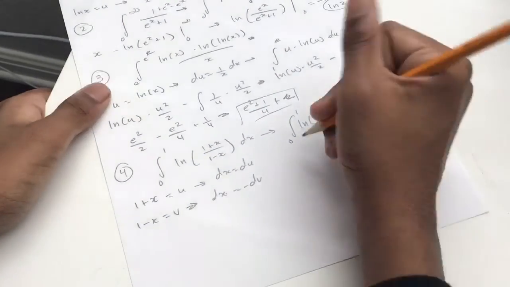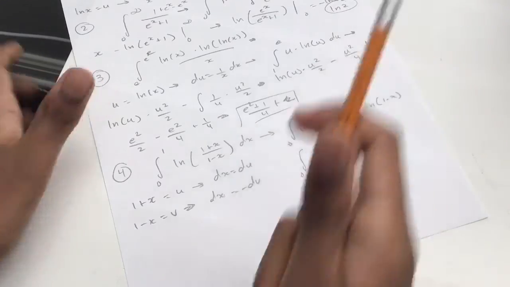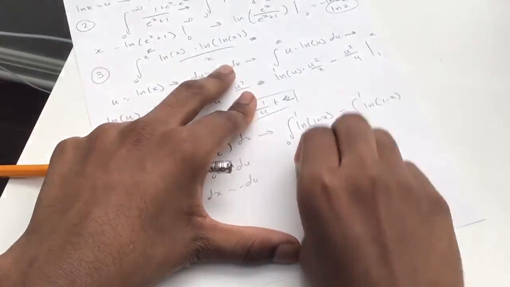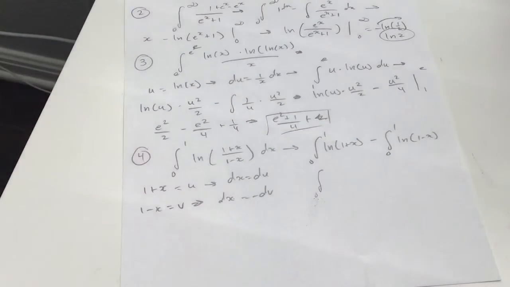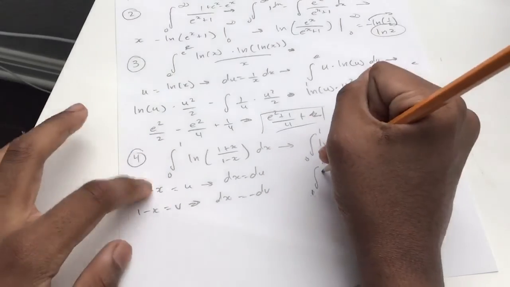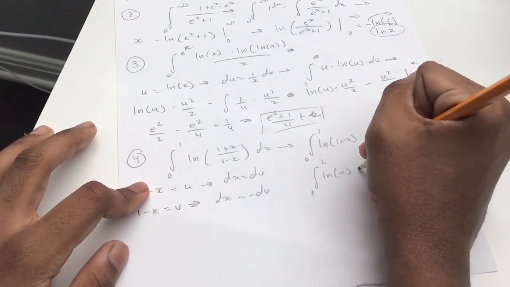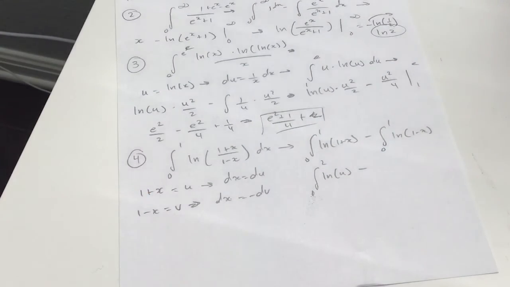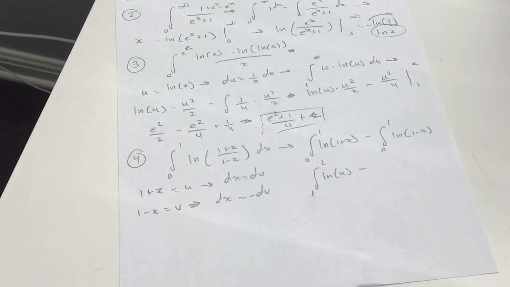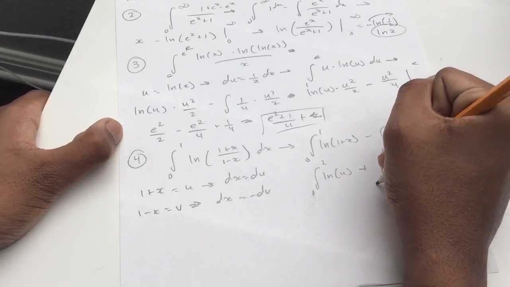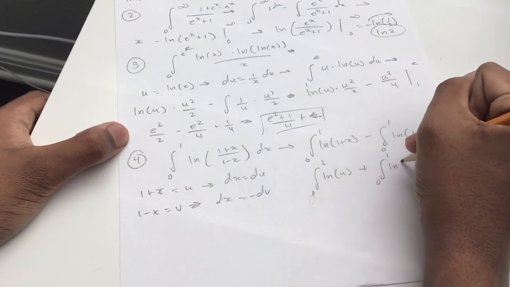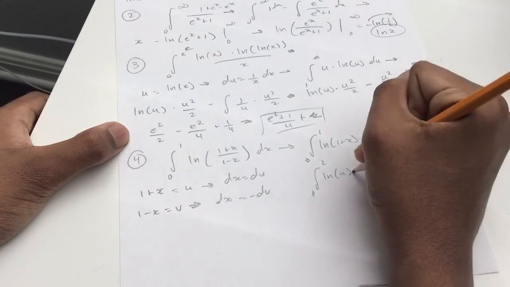So now doing that to our integrals, we have 0 to 1. Since we've actually changed our bounds, it becomes 1 to 2 of ln u du, minus, so minus dx becomes a minus dv. We can change this to become a plus integral of 0 to 1 of ln v dv.